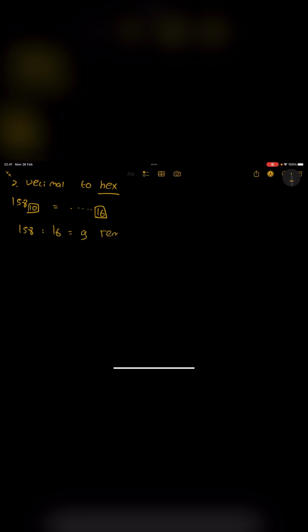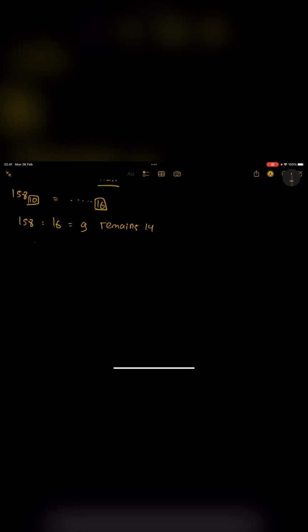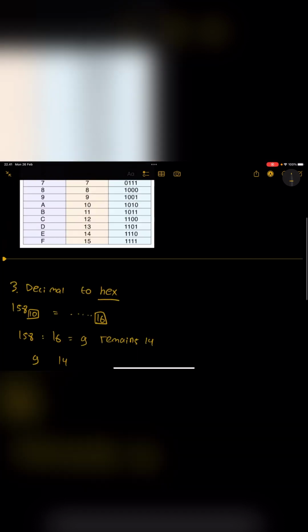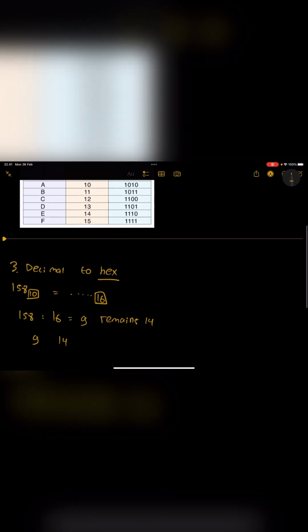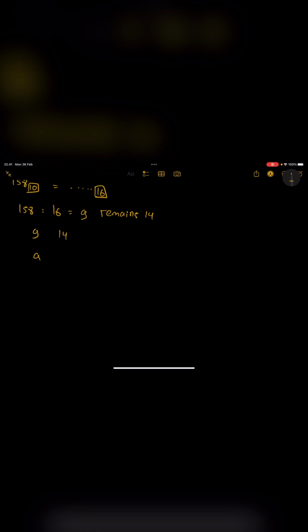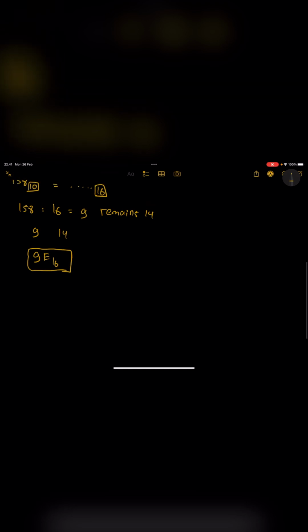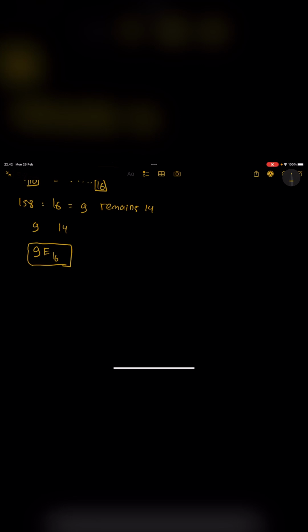with the remainder of 14, and then we'll get 9 and 14, because 9 in the hexadecimal table is still 9, while 14 in the decimal is 14, but in the hexadecimal is E. Therefore, we can write it as 9E with the basis of 16. And this will be our final answer, because 14 in hexadecimal is E. Therefore, this will be the final answer.